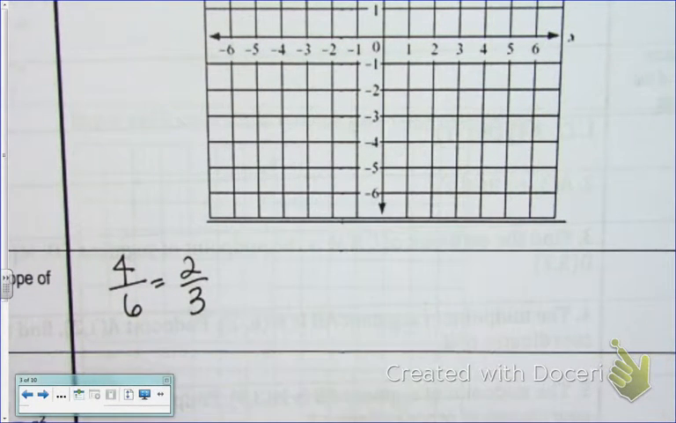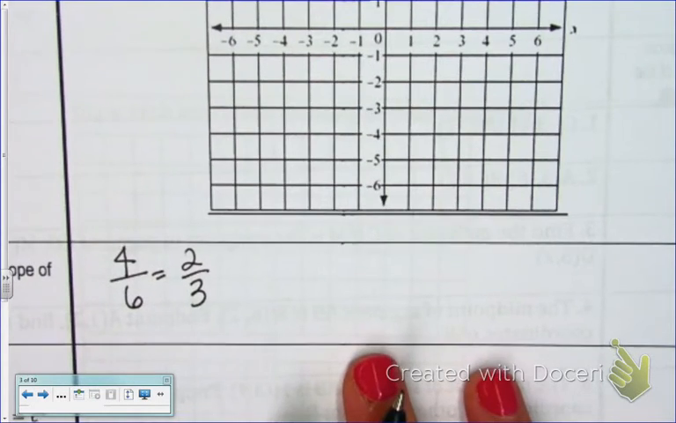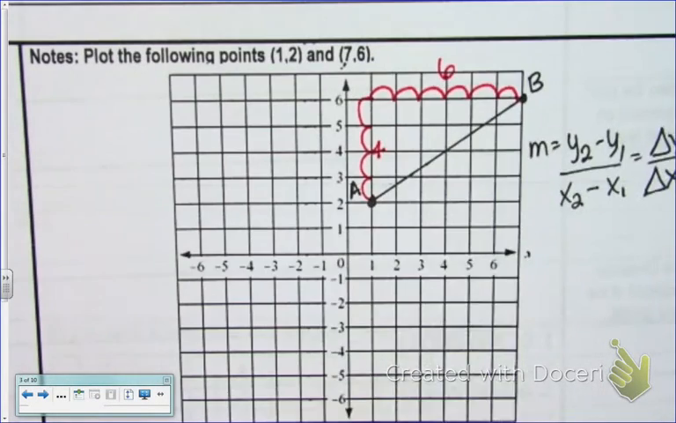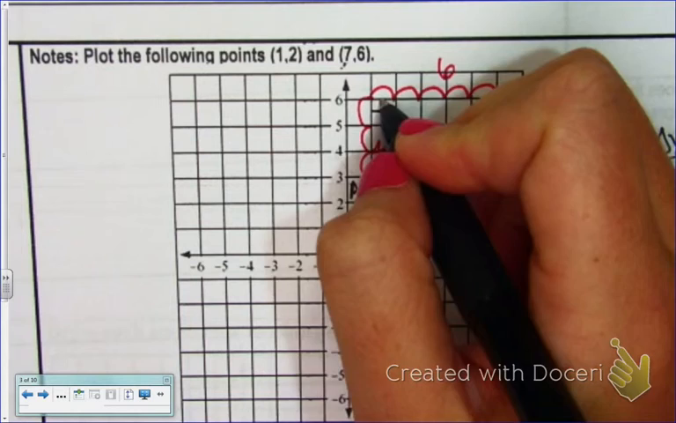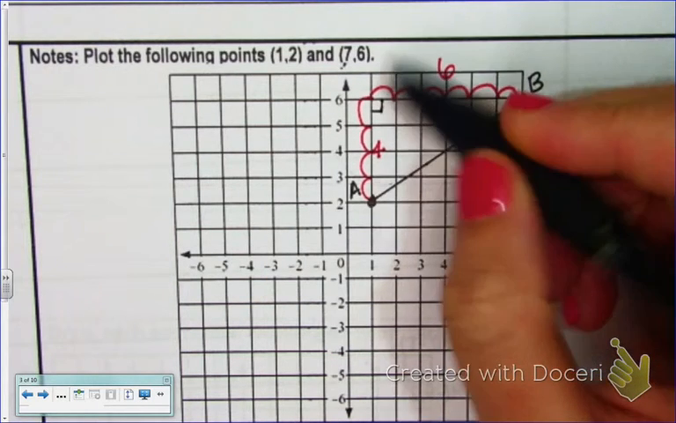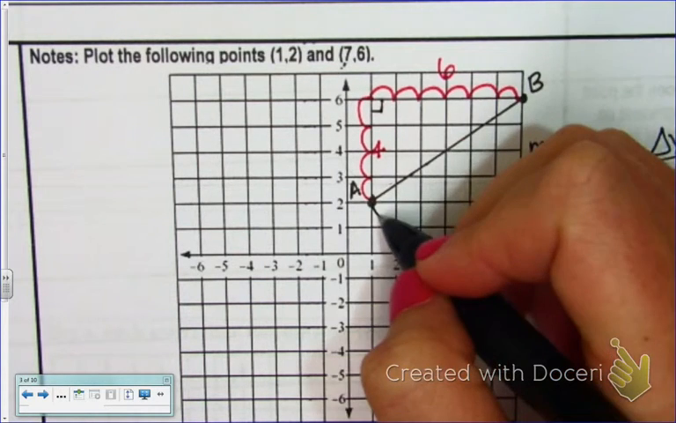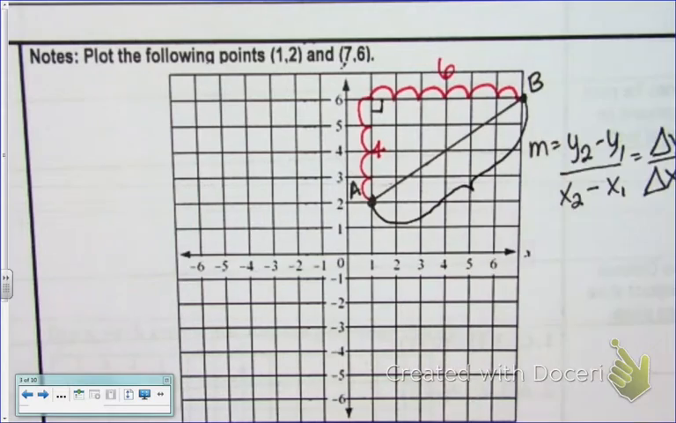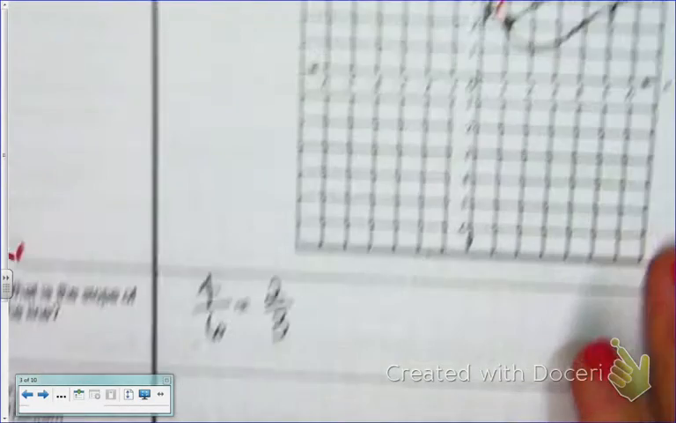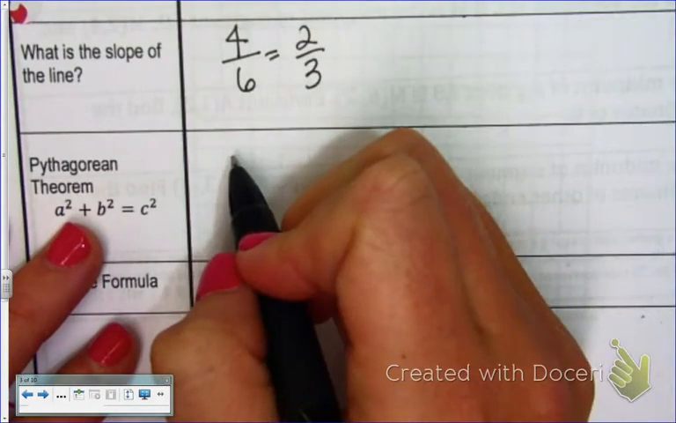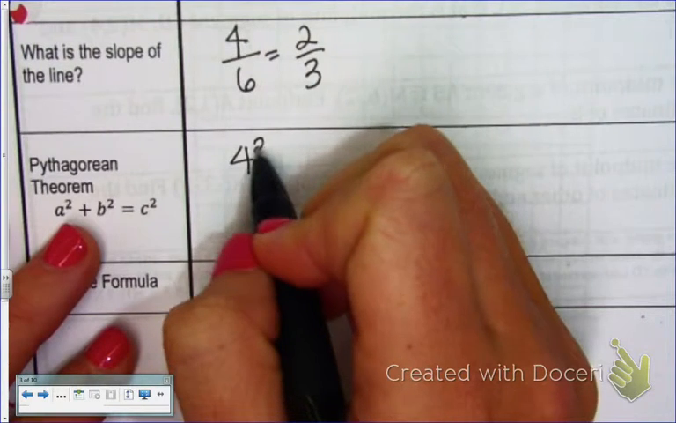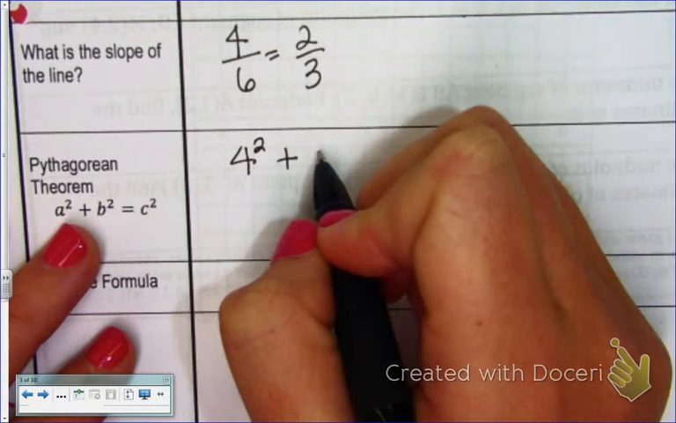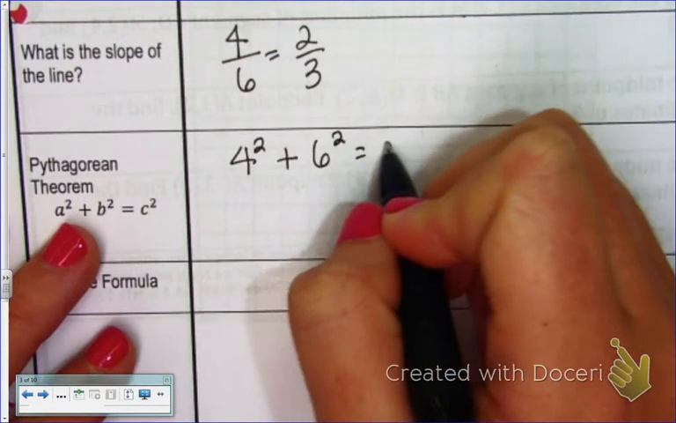Now again, the purpose of this lesson is to show you how we derive the distance formula. We're going to use our Pythagorean theorem because what we've created is a right triangle. We have our A and we have our B. Now we're looking for our C. So I'm going to show you that right here. We have our A squared, so 4 squared, plus our B squared, 6 squared, equals our C squared.